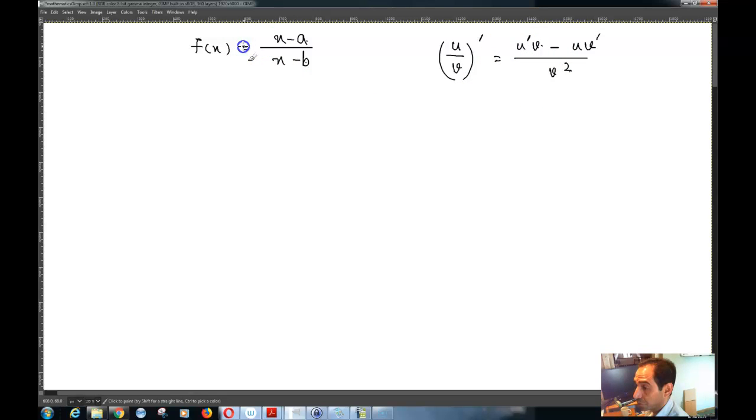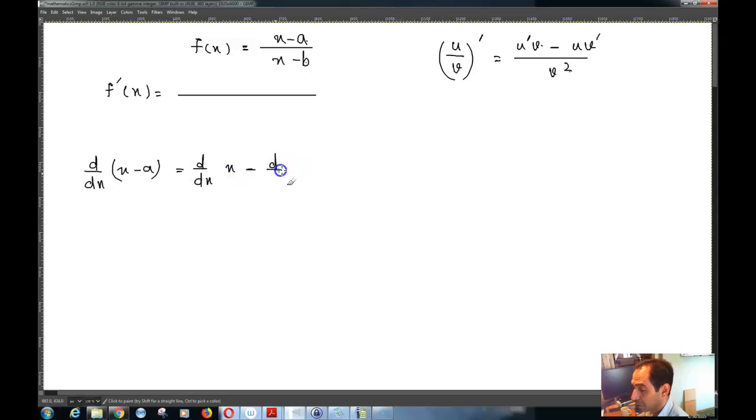So then f prime of x would be equal to basically u prime. So u prime, if I take this as u, then d by dx of x minus a is equal to d by dx of x minus d by dx of a. Now d by dx of x is equal to 1, d by dx of a is equal to 0, so this is equal to 1.